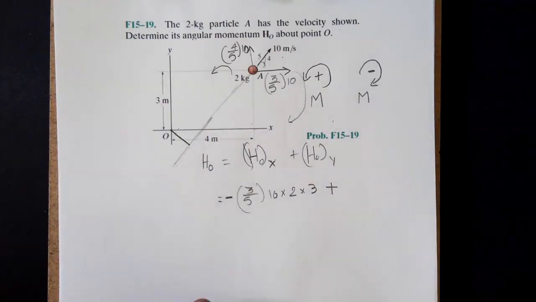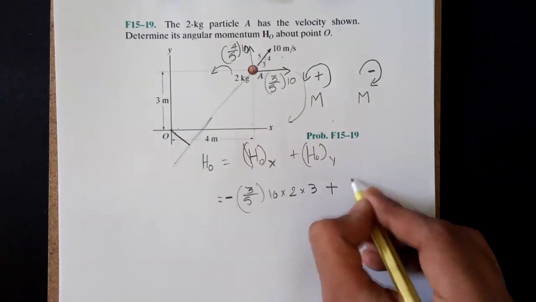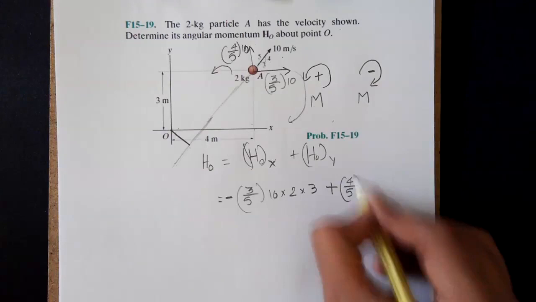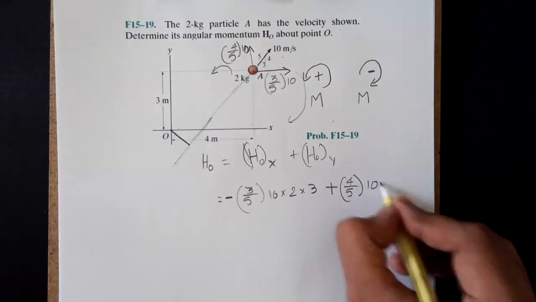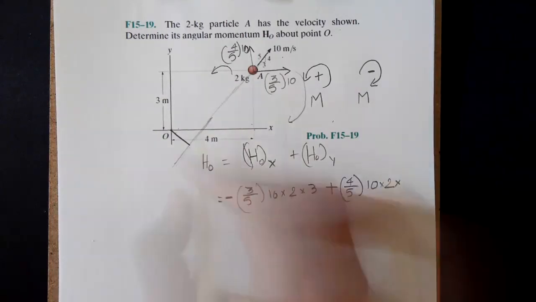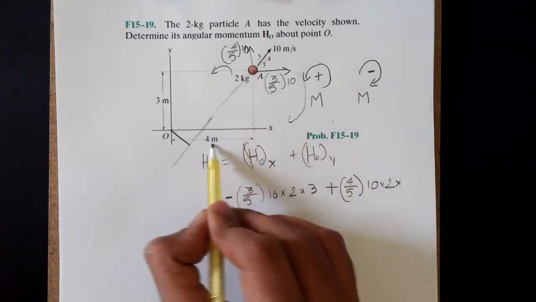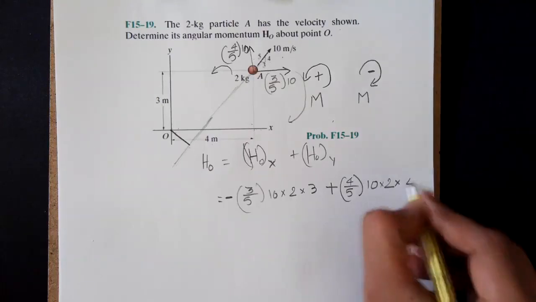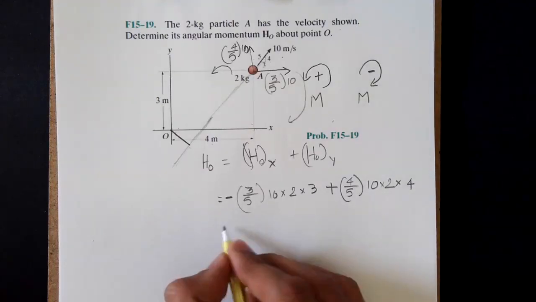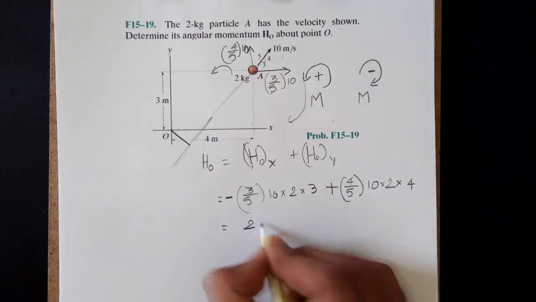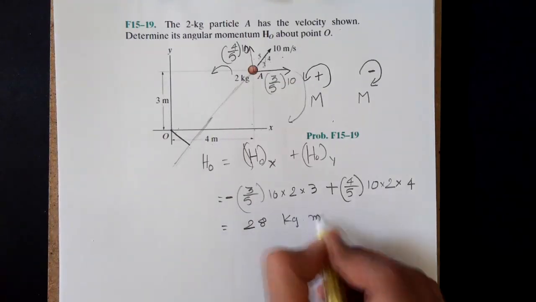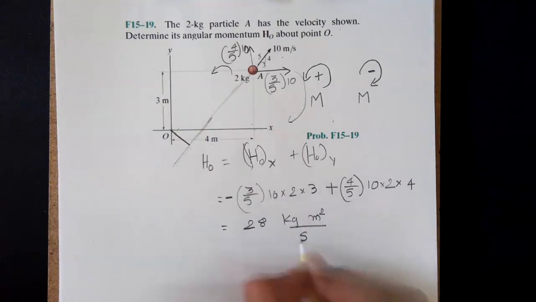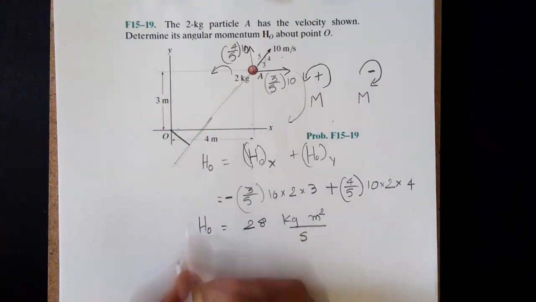Plus sign for vertical component because it's counterclockwise movement. So the velocity component is 4 divided by 5 multiplied by 10. That is the velocity only. Multiply with mass, multiply with distance, which is 4 meters from vertical component. And the result is 28 kilogram meter square per second. And that's our final answer.